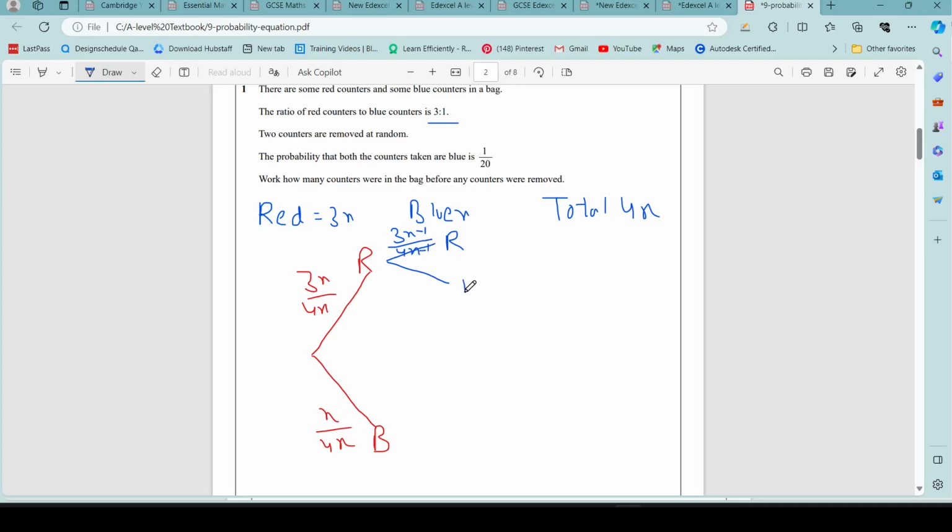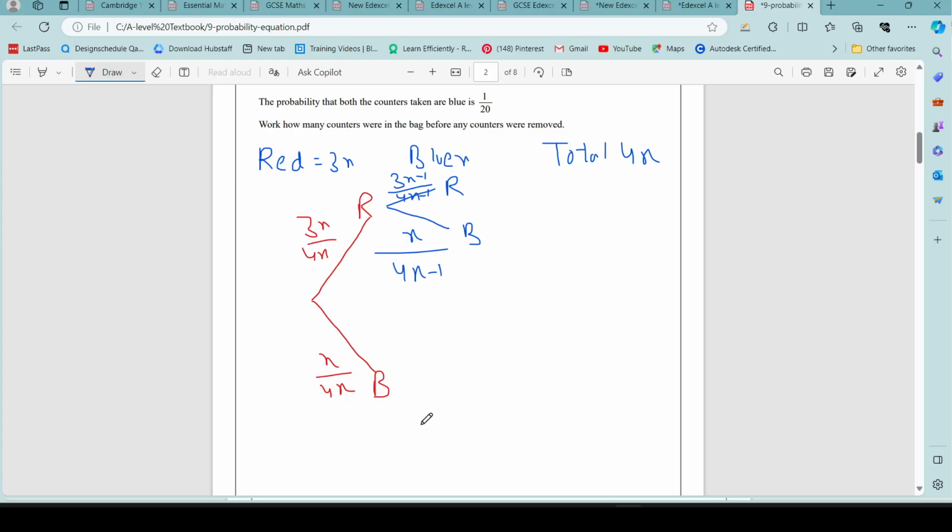And if it's blue, it's again x over 4x minus 1. No, not x minus 1, because the first was red. So now blue is still x; there's no change in blue.